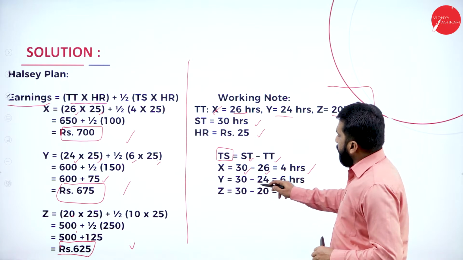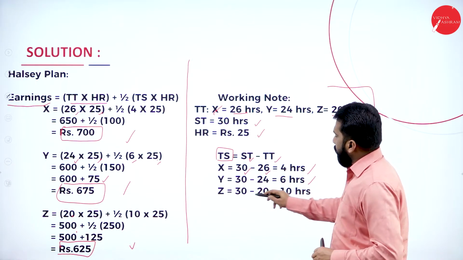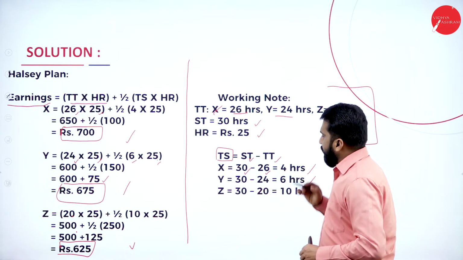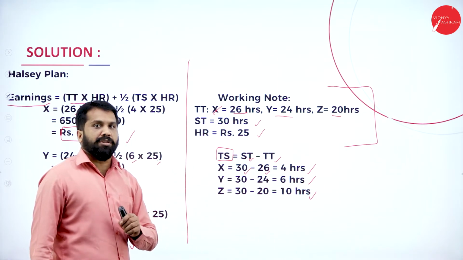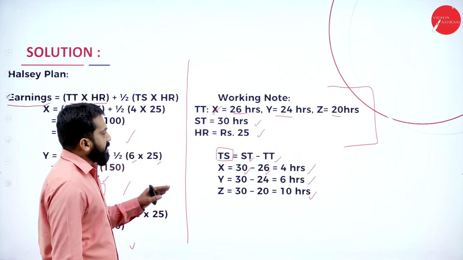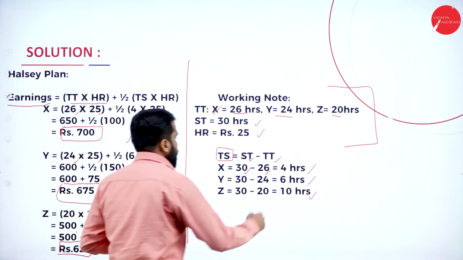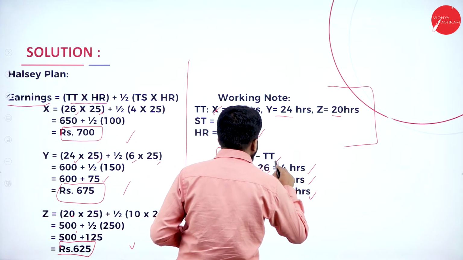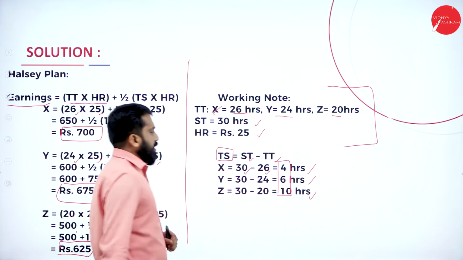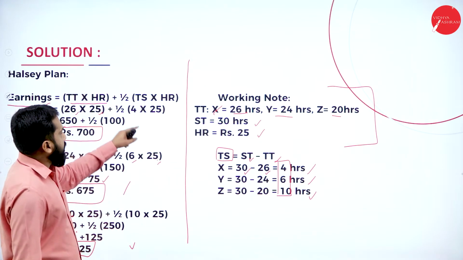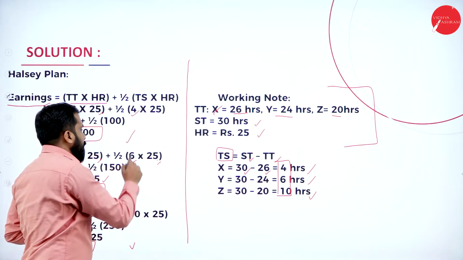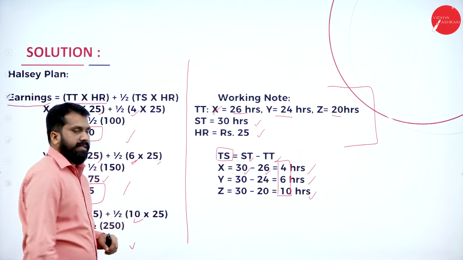Similarly, 30 minus 24, 6. 30 minus 20, it is 10. These are the information we already calculated, but for your examination purpose, a proper presentation is required. So these are the informations. Now, these 4, 6, 10 only we have taken.